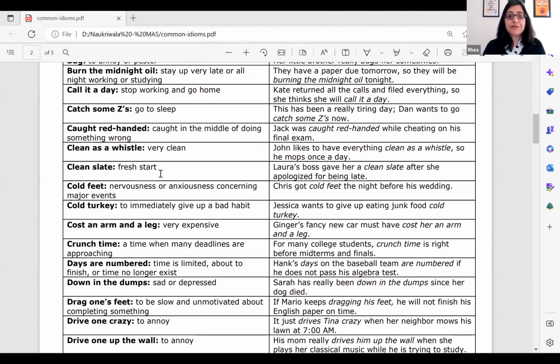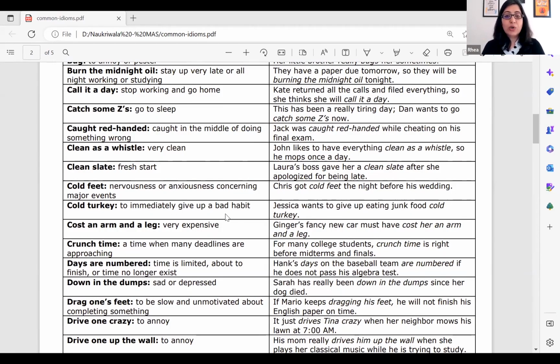Clean slate means fresh start. Let's have a fresh start. Let's forget everything. So for that you say, let's go ahead and start with a clean slate, which means let's start all afresh. Cold feet, nervousness, anxiousness about something, like especially interview time, you develop cold feet, right? Chris got cold feet the night before his wedding.